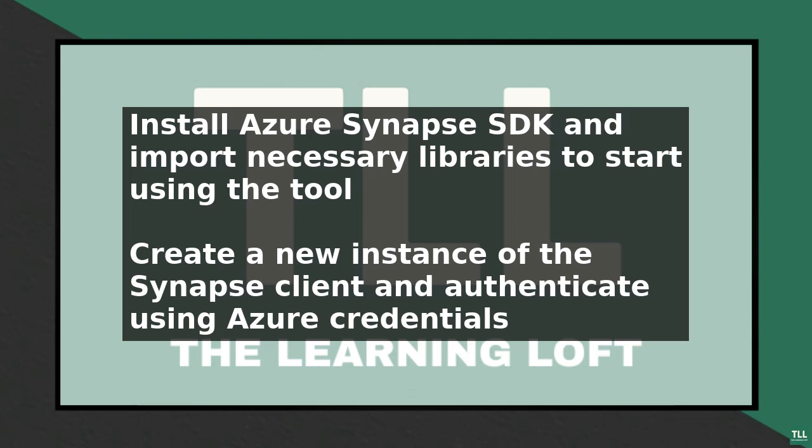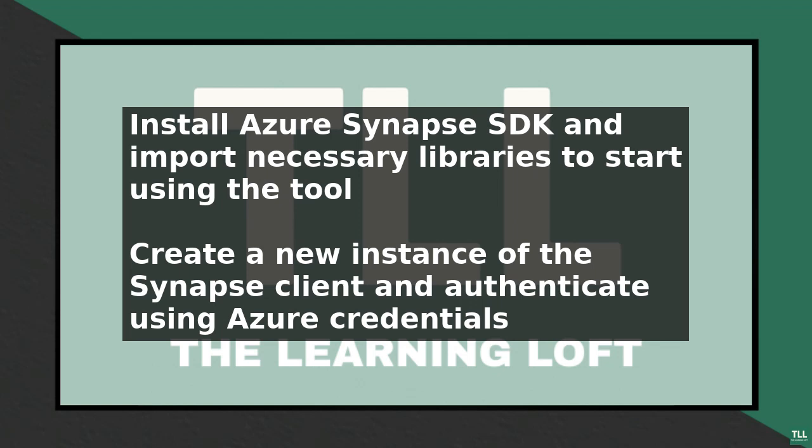To start using Azure Synapse SDK, you need to install the SDK and import the necessary libraries. You can then create a new instance of the Synapse client and authenticate using your Azure credentials. Once authenticated, you can create a new pipeline and add activities such as data ingestion, data transformation, and data loading.